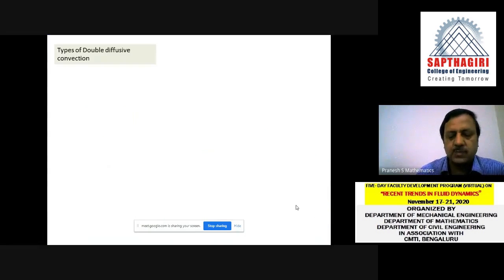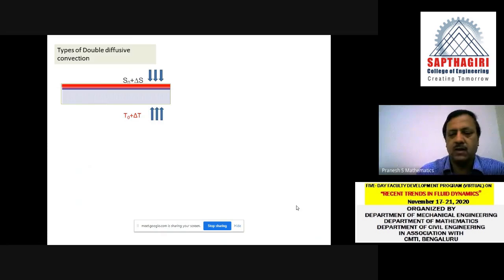So what are the types of double diffusive convection? Let us see. There are four different cases. Let us take case one, where we are heating the fluid from below and salting from above. When we heat the fluid from below, as I already told you, the fluid particles become lighter and move towards the upper plate.